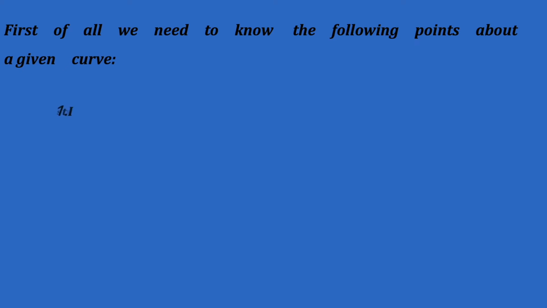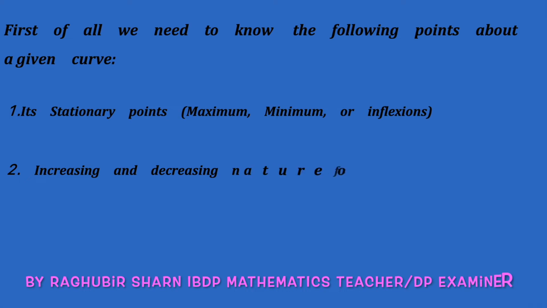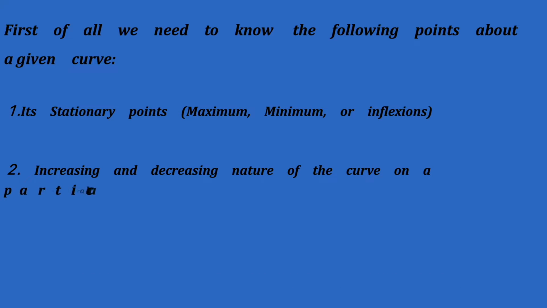Number one, what are the stationary points of the curve? Means where the curve takes turns, maximum or minimum or inflections. Number two, where the curve is increasing or decreasing on a given interval. And number three, what is the concavity of the curve, where it is concave upward or concave downward. We'll use the idea of derivatives, first derivative and second derivative.